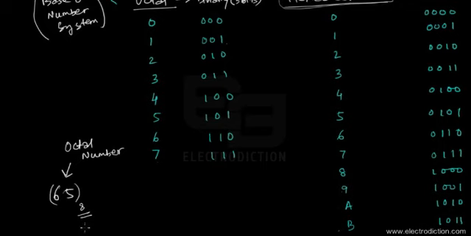Now the corresponding binary equivalent of this octal number would be, if you put down the codes concerned, for 6 you have 110, and for 5 you'd have 101. So this is the binary equivalent of an octal number.